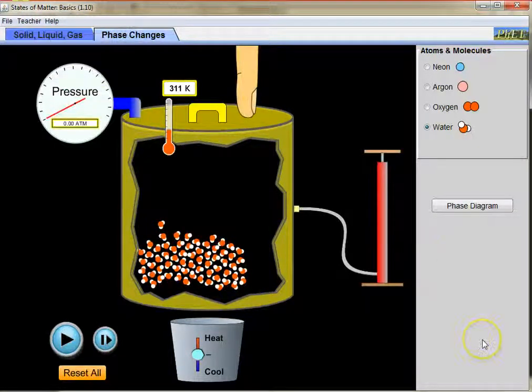All right, so this is the one lab. Any question on this lab so far?